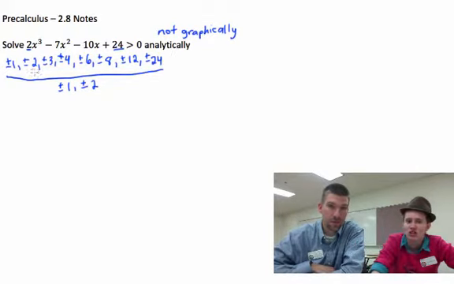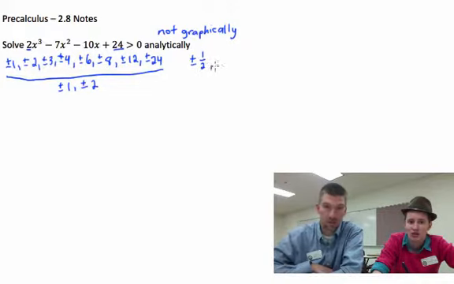Now, fortunately, you'll have all of these numbers on top over 1, all of these numbers on top over 2. So you're really just going to have these top numbers and a few fractions. And not even very many fractions: plus or minus 1/2, plus or minus 3/2. Right. And that's it.